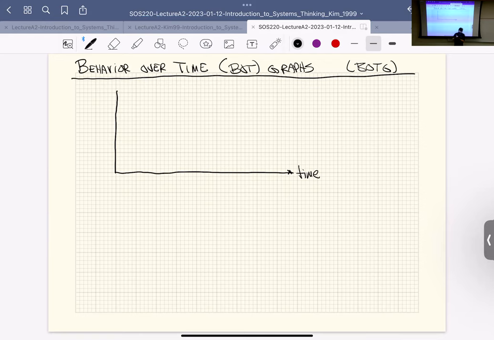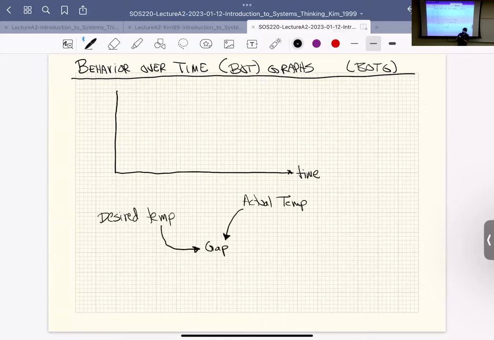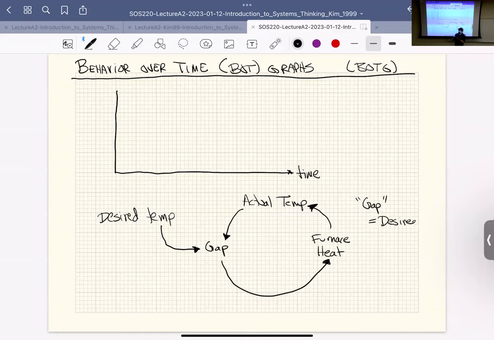So we've got a desired temperature, and we've got an actual temperature in a house. We've got some gap between them. And then we've got furnace heat. So we're thinking about a winter situation here. And so if I want to make this into a causal loop diagram, and by the way, gap here I will define as desired minus actual, what I mean by gap.